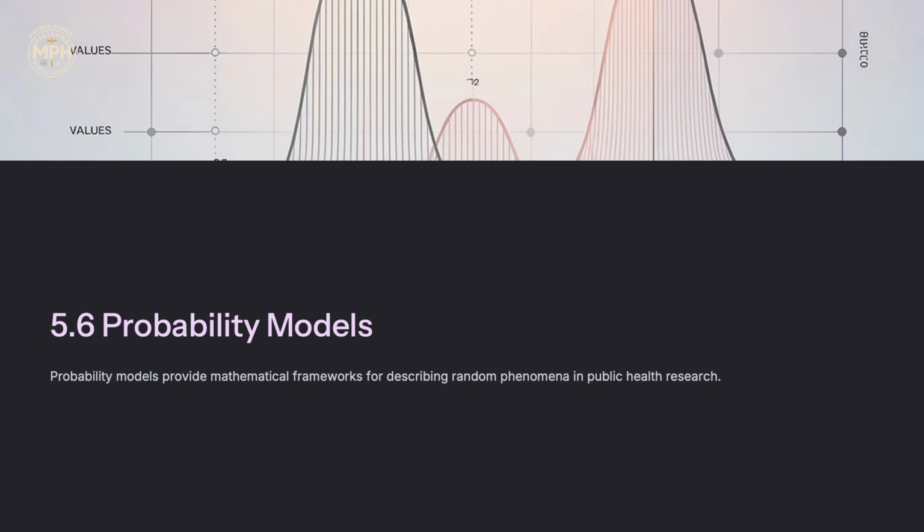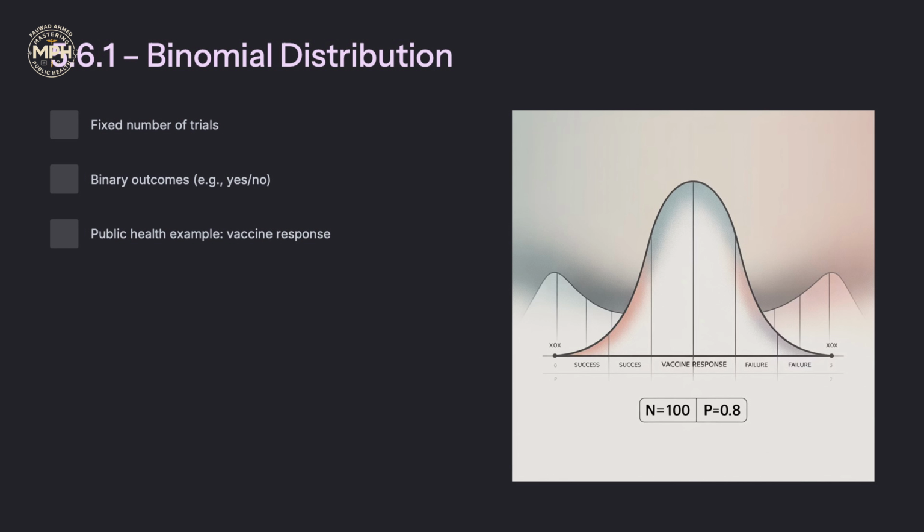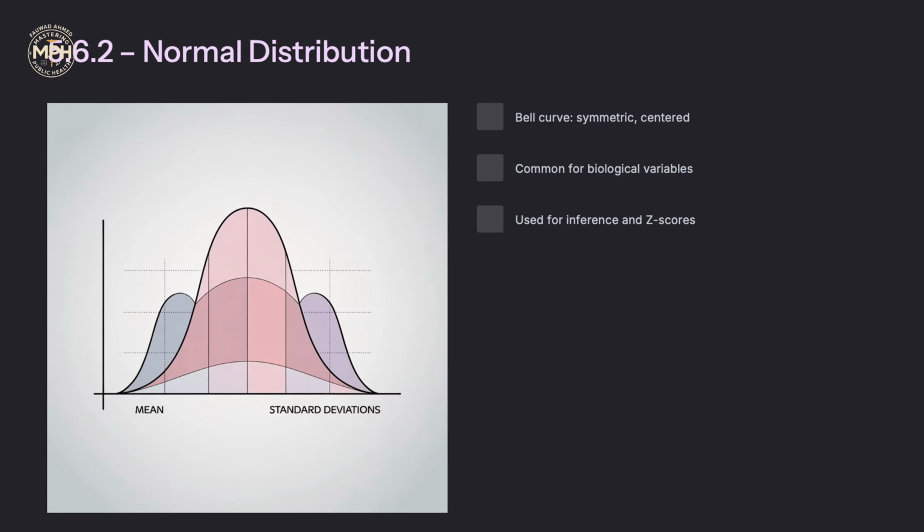Sixth is probability models. Probability models represent real-world uncertainty in mathematical terms. 5.6.1, binomial distribution is used when there are only two outcomes, yes or no, success or failure. It models repeated trials, like how many vaccinated people in a group of 100.